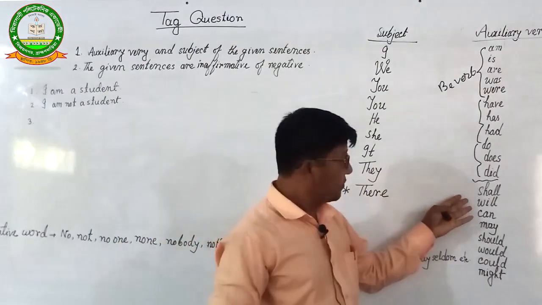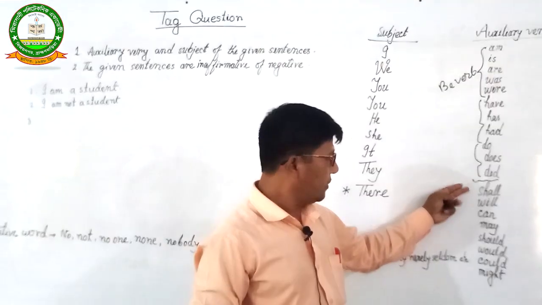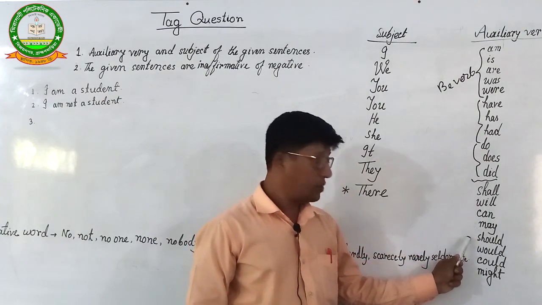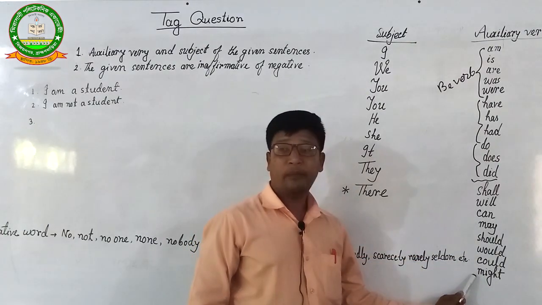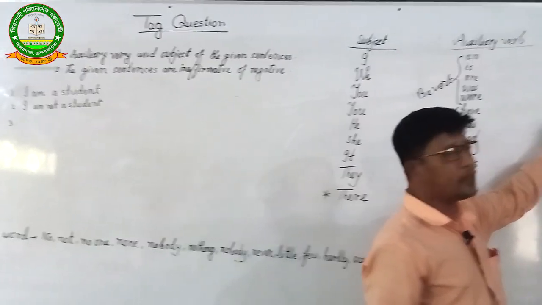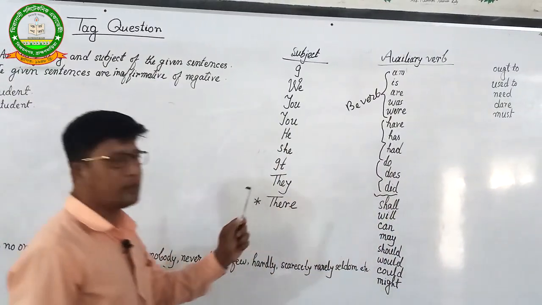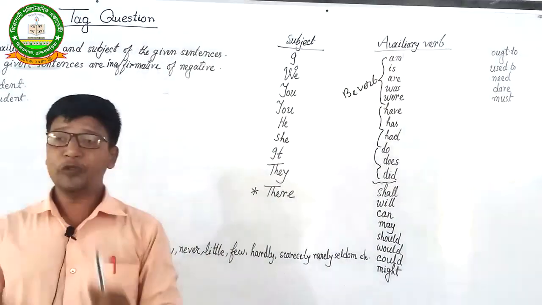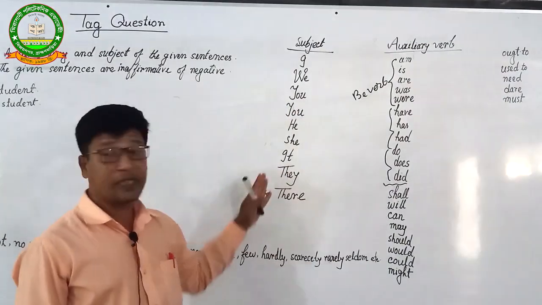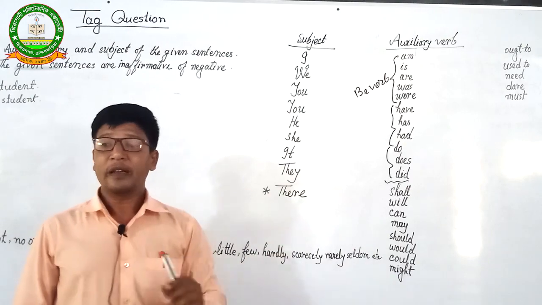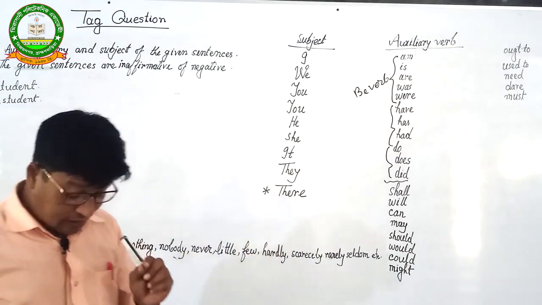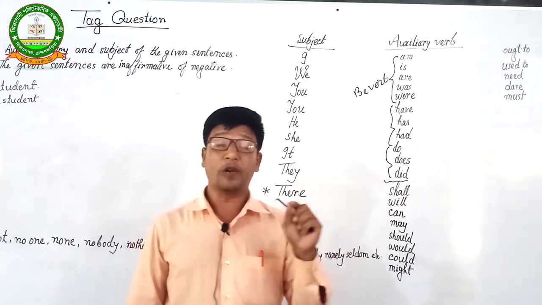And second, the modal auxiliaries: shall, will, can, may, should, ought to, could, might, used to, need, dare, must. These are the auxiliary verbs. If you are able to memorize these auxiliary verbs and the subjects, you will be able to answer take questions very easily. And you have to remember whether the sentence is in affirmative or negative form.